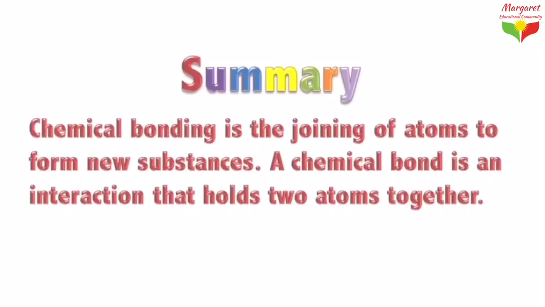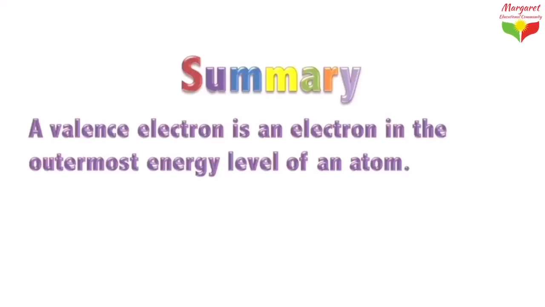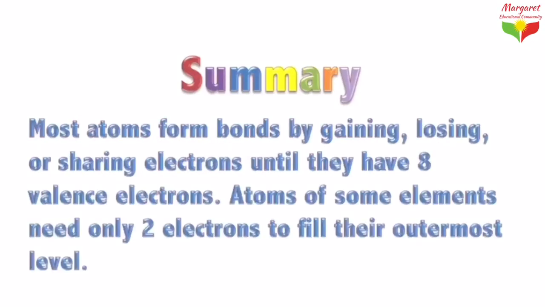Chemical bonding is the joining of atoms to form new substances. A chemical bond is an interaction that holds 2 atoms together. A valence electron is an electron in the outermost energy level of an atom. Most atoms form bonds by gaining, losing, or sharing electrons until they have 8 valence electrons. Atoms of some elements need only 2 electrons to fill the outermost level.